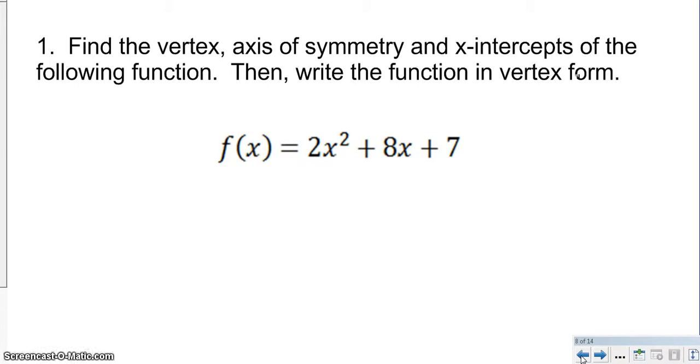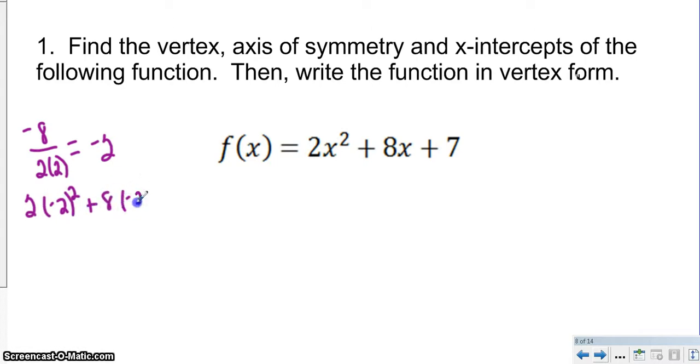First thing we want to do is find our vertex. Our vertex is the opposite of 8 over 2 times 2, which simplifies to a negative 2. I'm going to take negative 2 and plug it back into my function. Remember, do not make any silly mistakes. Follow PEMDAS, because you want to square the negative 2 before multiplying by 2. Squaring that gives you 4. 4 times 2 is 8. Then we have minus 16 and plus 7. Therefore, that gives us a negative 1. So your vertex is the ordered pair negative 2, negative 1.